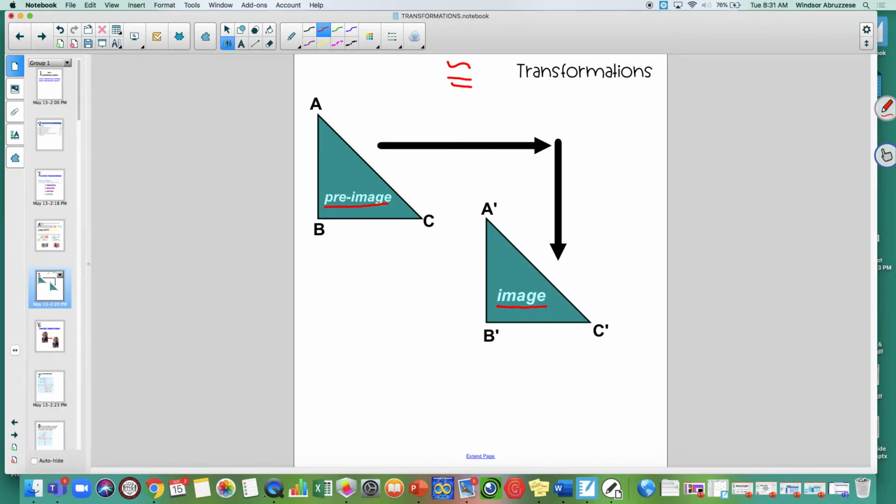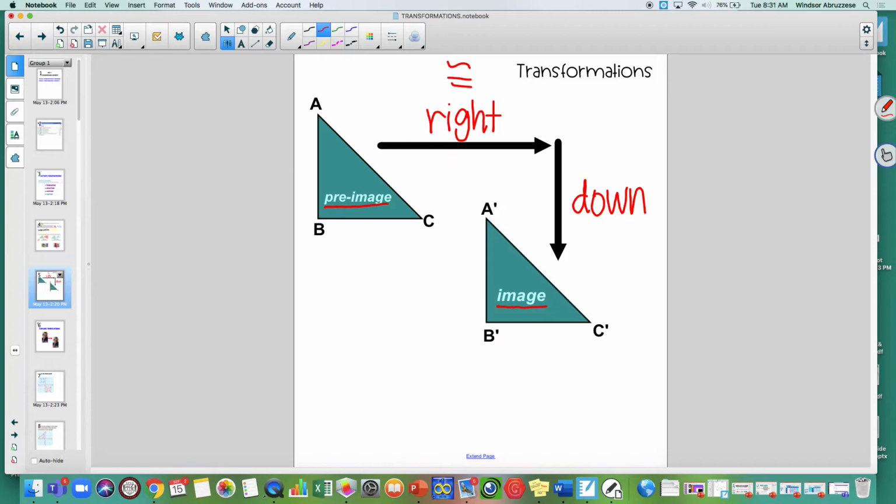So if you look at this triangle ABC, I'm going to slide it to the right, and then I'm going to slide it down. I go to the right and then down. But just by taking a glance, how do I know I didn't go up and then left? You need to be able to decipher which triangle came first. The triangle that came first is called the pre-image.